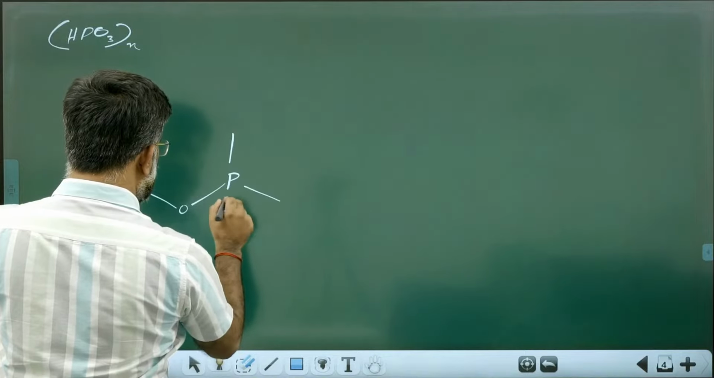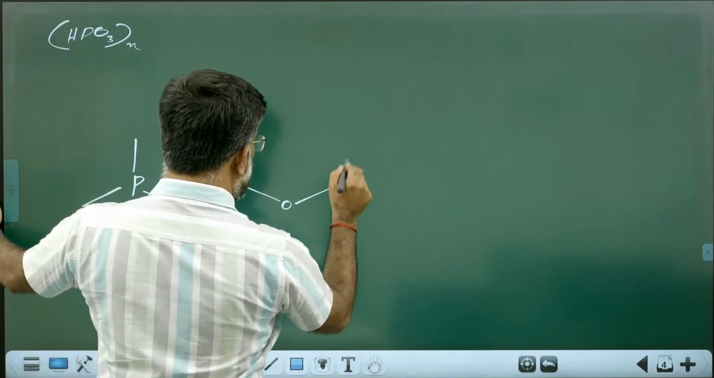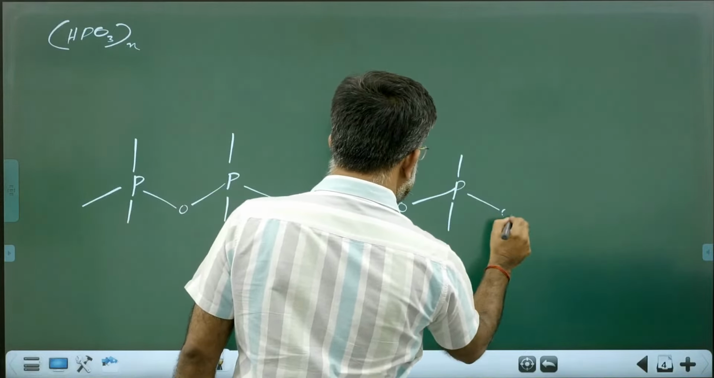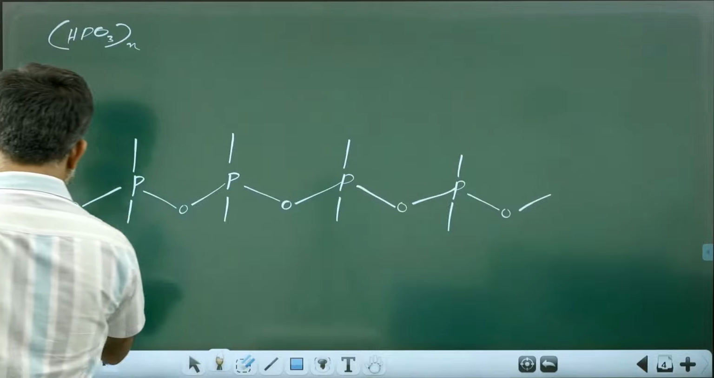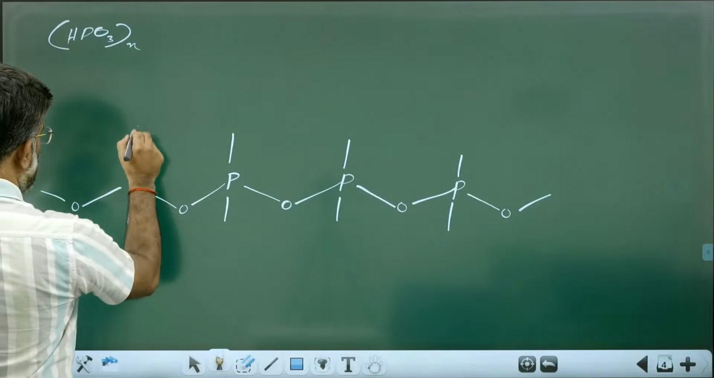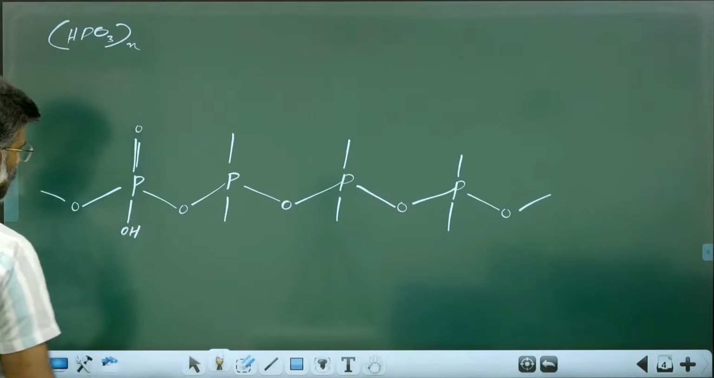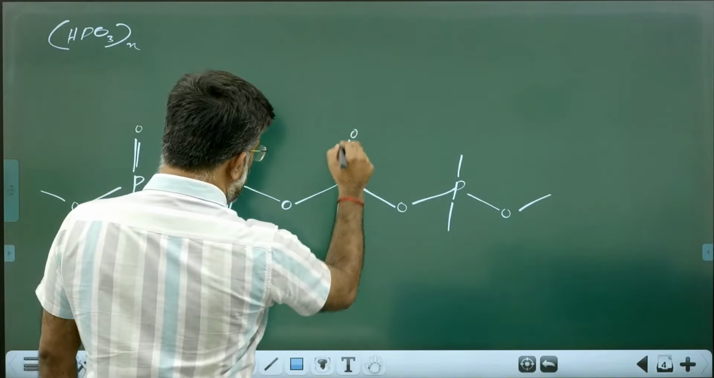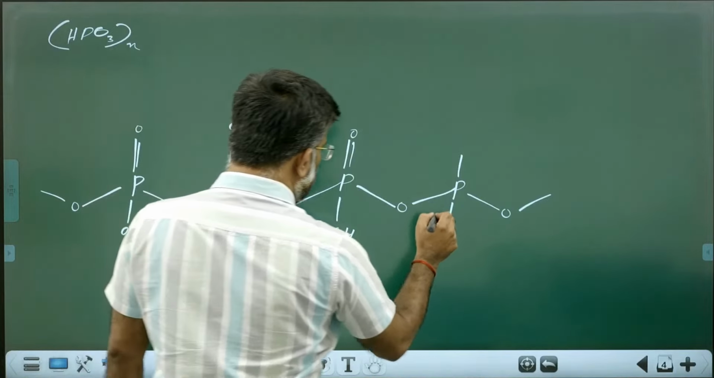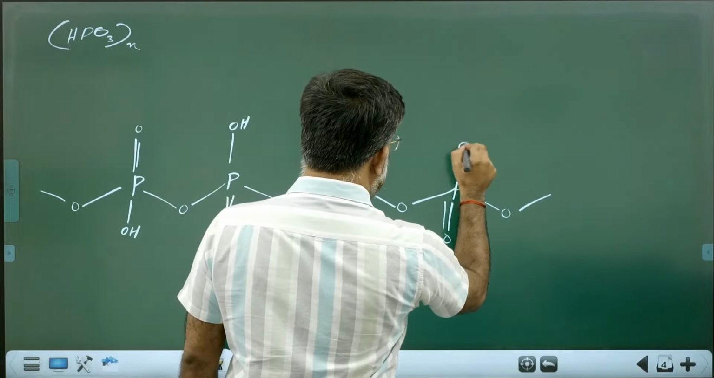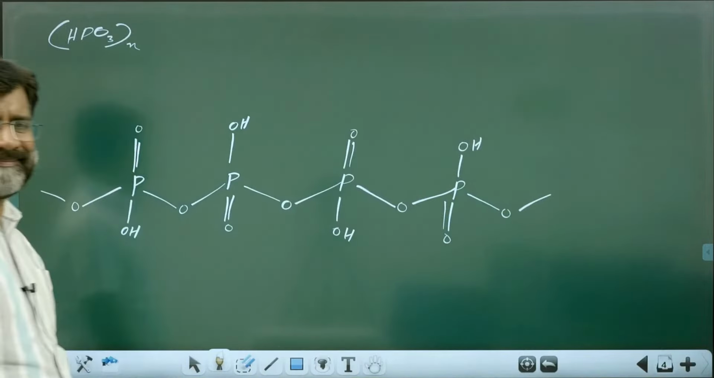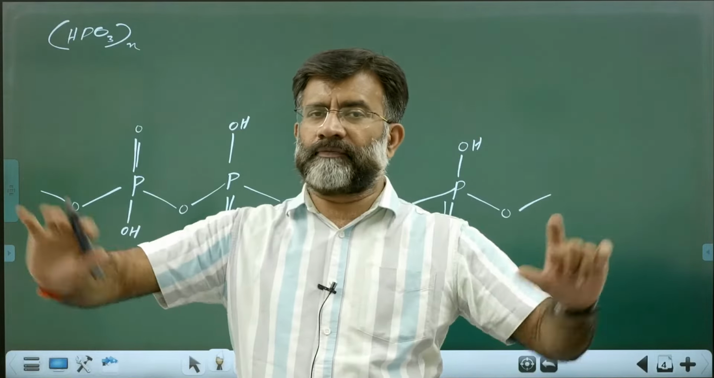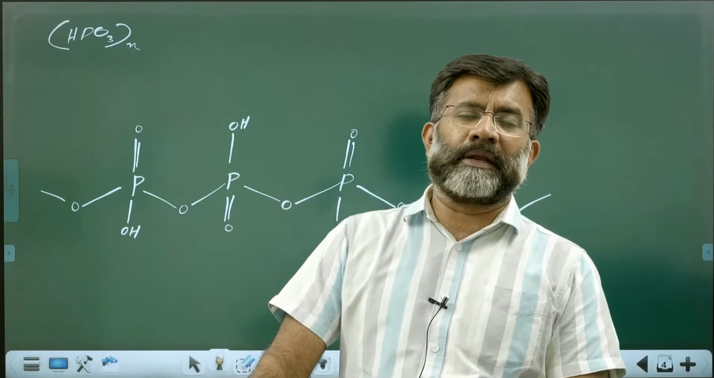Phosphorus 1, 2, 3. You can go like this. It's a linear polymer structure. There will be one PO bond, one POH bond, one PO bond, one POH bond, and so on. It will continue like that. That is the linear polymeric form of polymetaphosphoric acid.